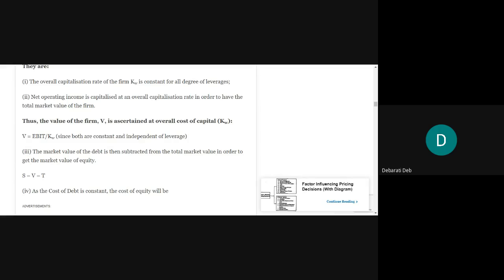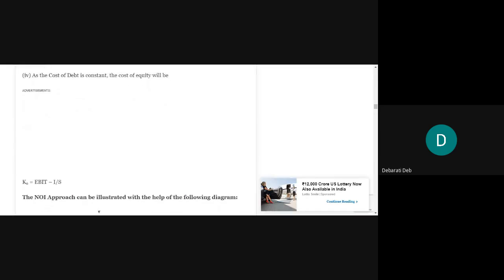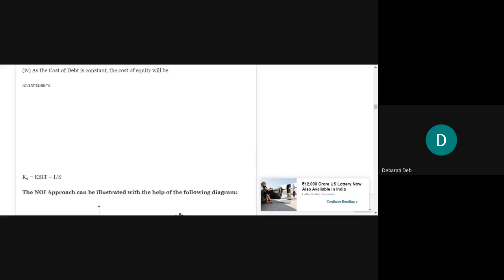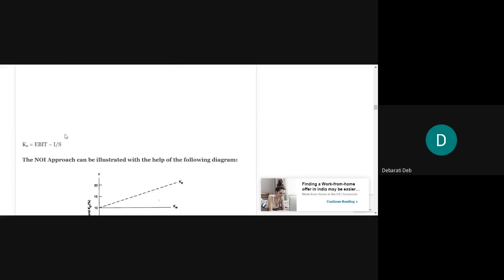The fourth assumption says, as the cost of debt is constant, what will the cost of equity be? Since whatever the leverage amount, the overall capitalization rate is not changing, the cost of debt is constant, and the cost of equity will be KE equals EBIT minus I, divided by S. What is this I? This I is the interest amount being paid, and S is the value of the equity.